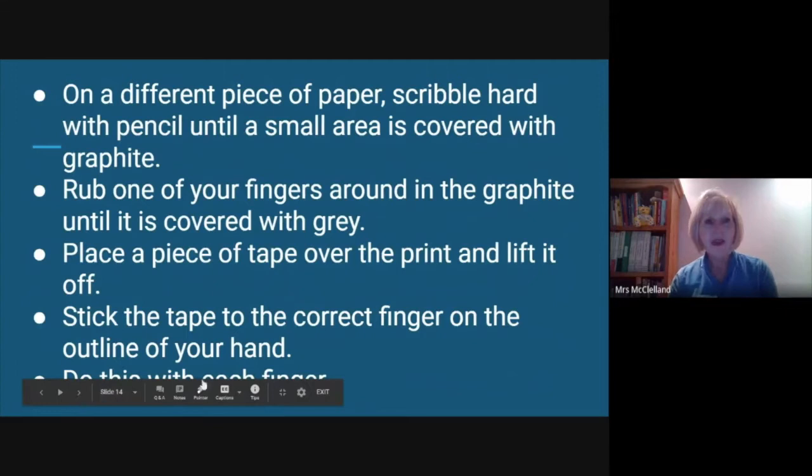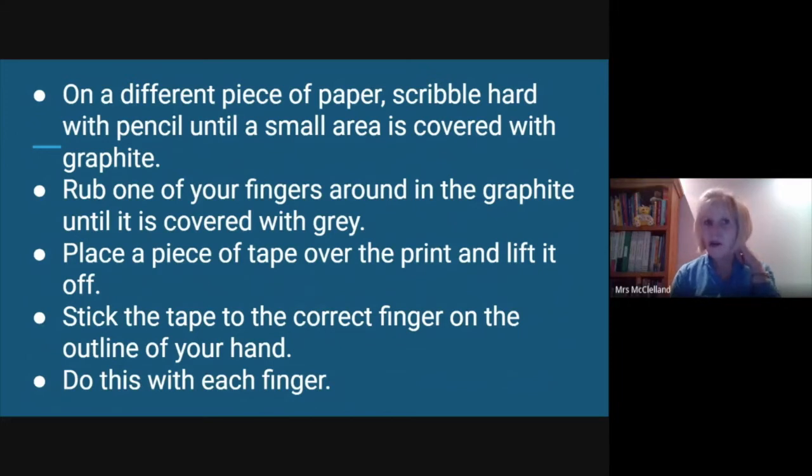This is one way of doing it. On a different piece of paper from the one that you've drawn your hand, scribble really hard with a pencil so you end up with just a big grey area. And if you rub over this, you'll find that that grey colour comes off on your hands. I'm sure you've done this when you've been doing art or been writing really a lot at school.